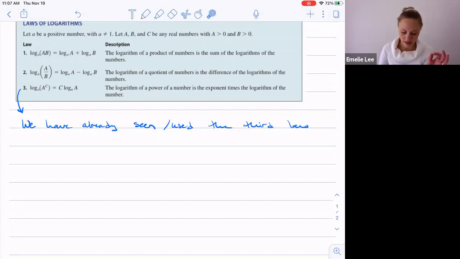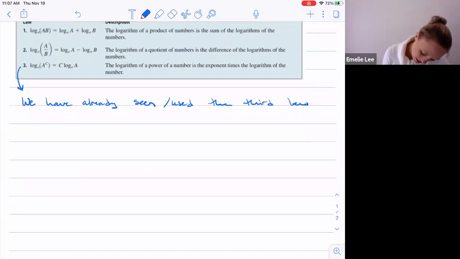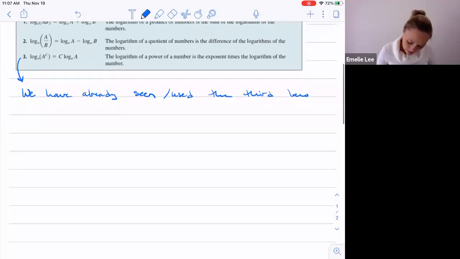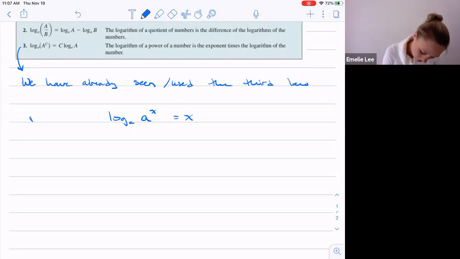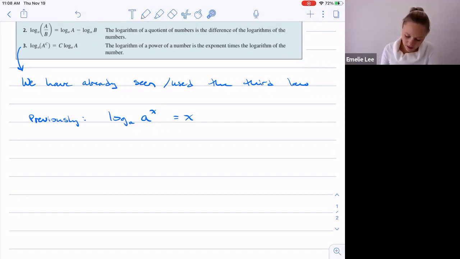which says that if I have something in the power, so if I have x in the power, for example, then I can bring it downstairs by taking the log of both sides. And so something like log base a of a to the power of x is equal to x, right? So previously we've seen this. But all that's doing is it's taking the log of a to the x. And what this law is saying is that if you have something in the power, you can bring it downstairs.